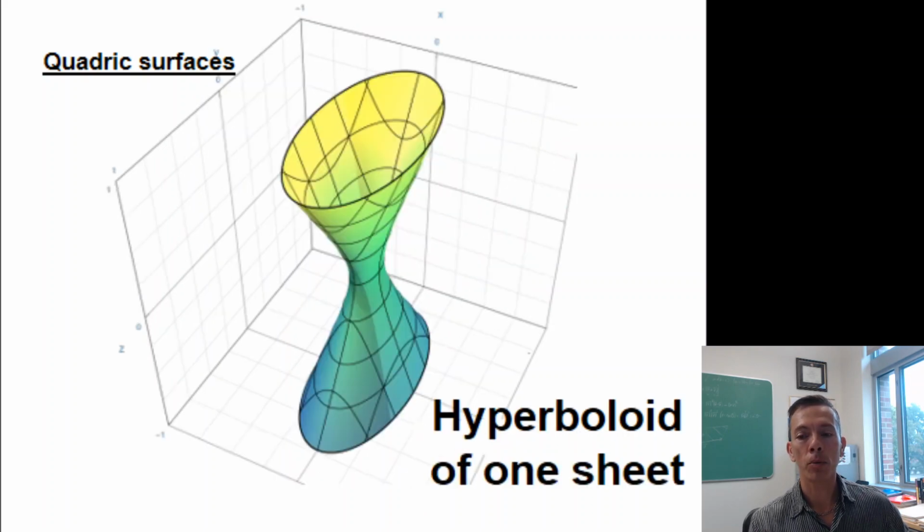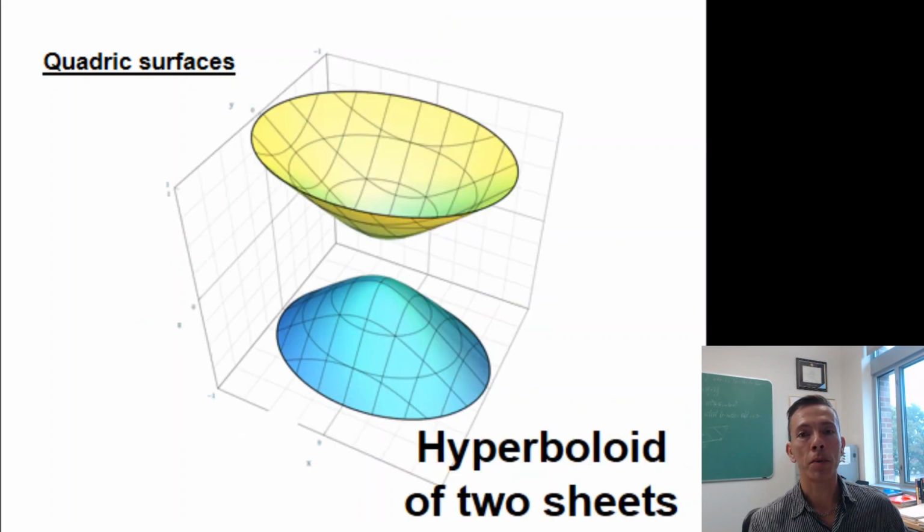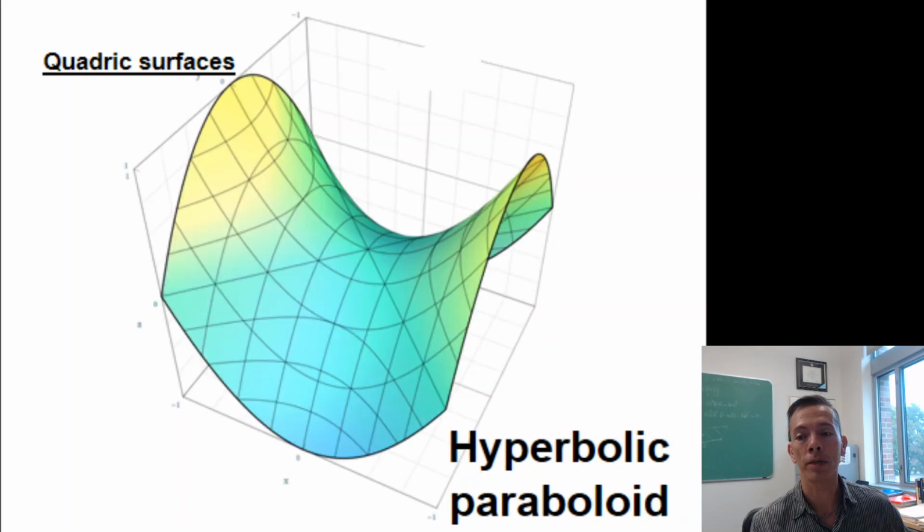This is a hyperboloid of one sheet. If you imagine a hyperbola spun around one of its axes, you get this kind of surface. And if you spin it around the other axis, you get a hyperboloid of 2 sheets. 2 sheets that do not touch each other, but it is still considered a hyperboloid.